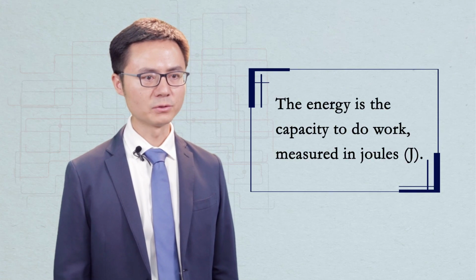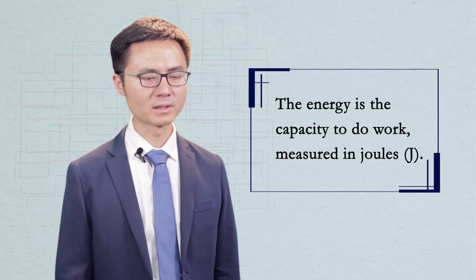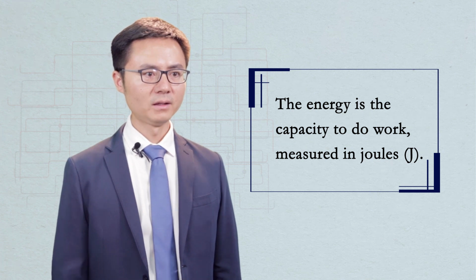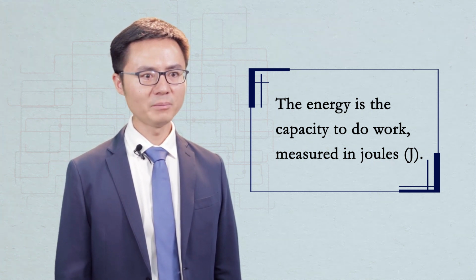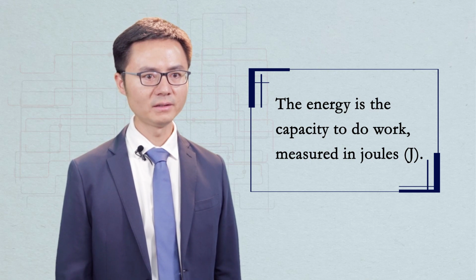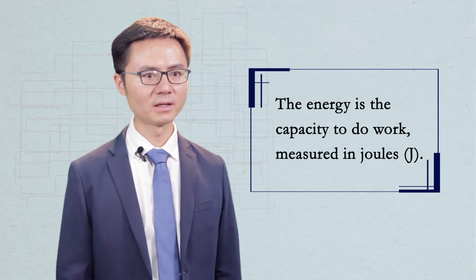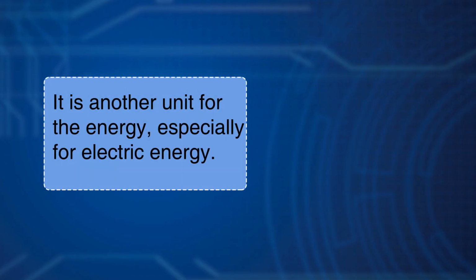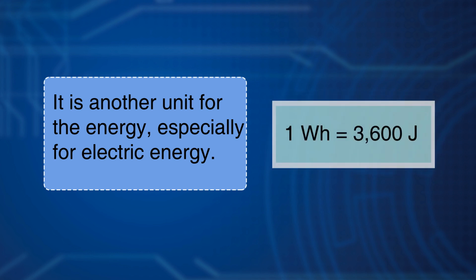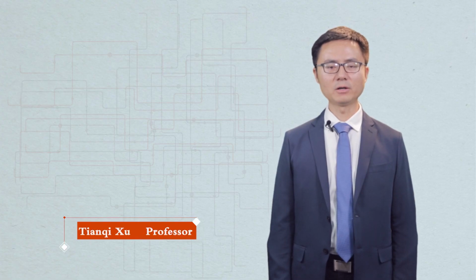So what is energy? Energy is the capacity to do work, measured in joules, J for short. Electric power utility companies measure energy in watt-hours, WH for short. It is another unit for energy, especially for electric energy. And 1 WH equals 3,600 joules. This is the end of this section.